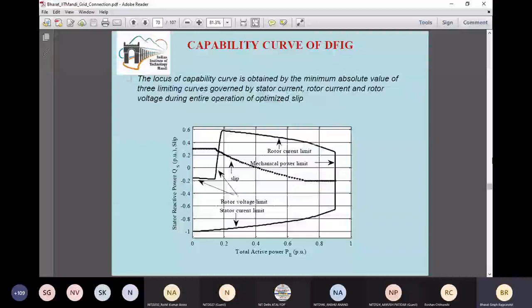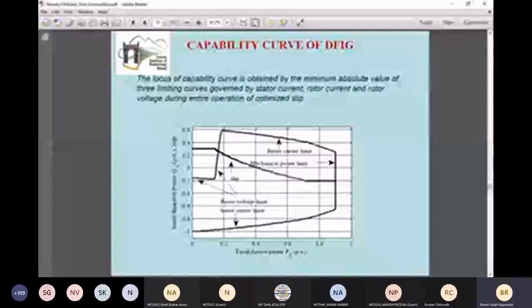So how do we overcome this limit? What we have considered is that if we increase the rating of the rotor voltage windings as well as the rotor side converter a little bit higher, then these limits can be overcome. So can you please go to the next slide?